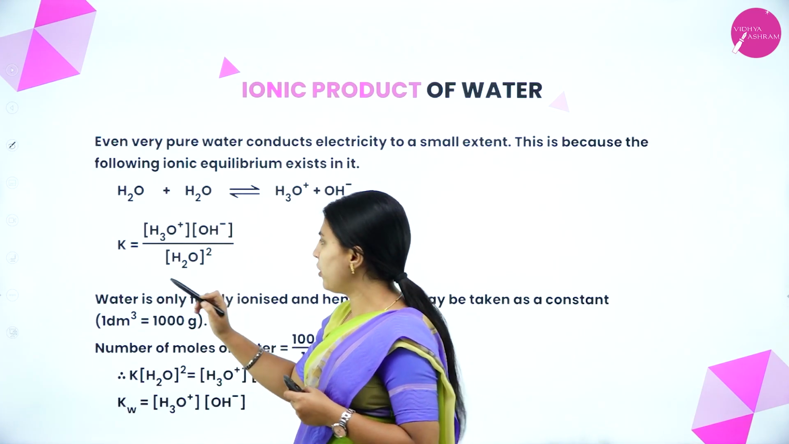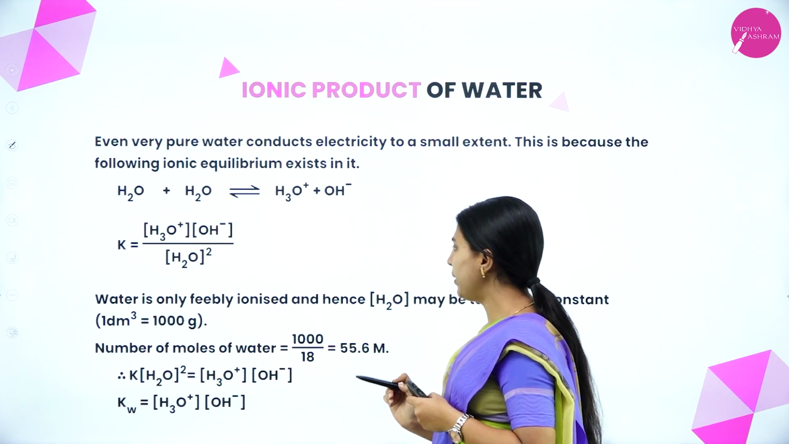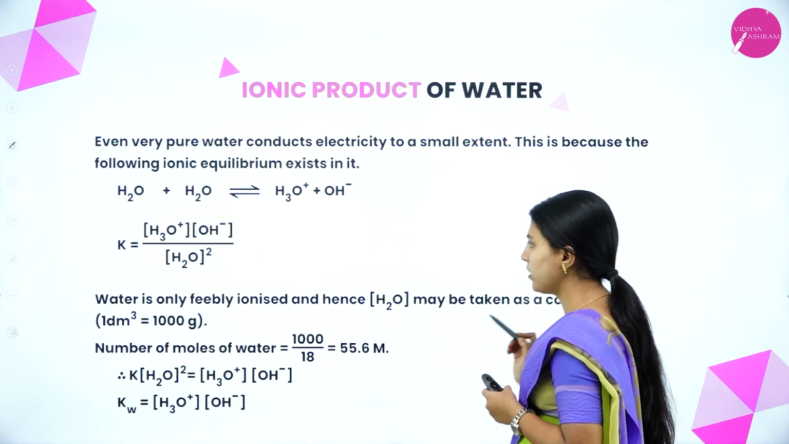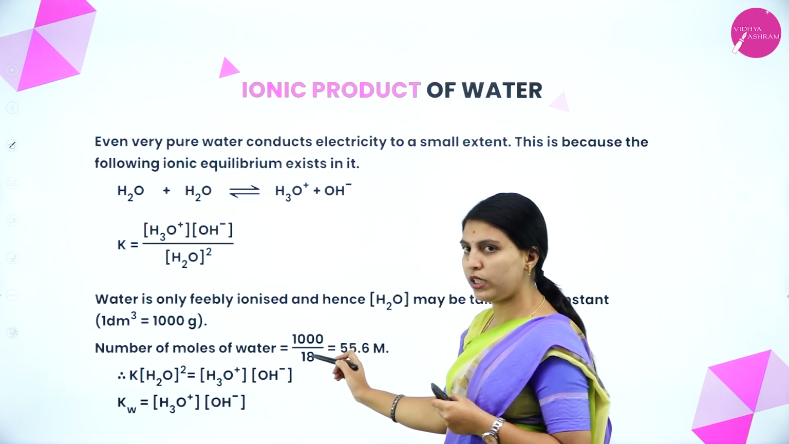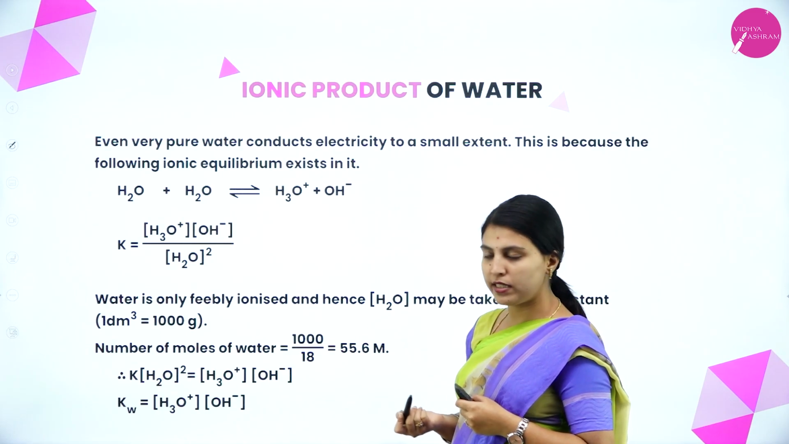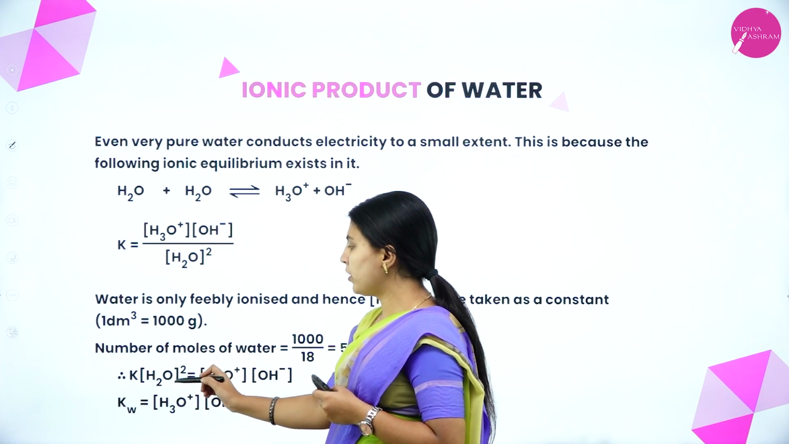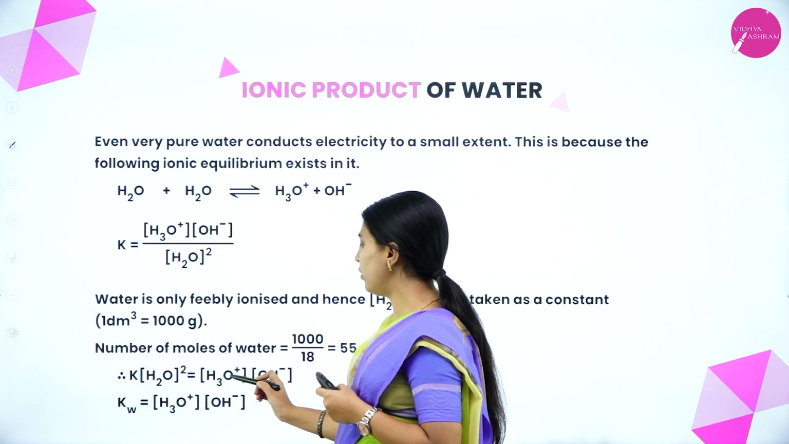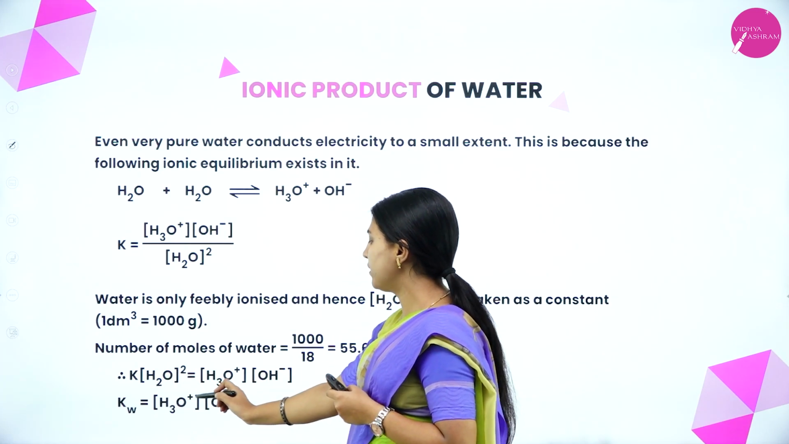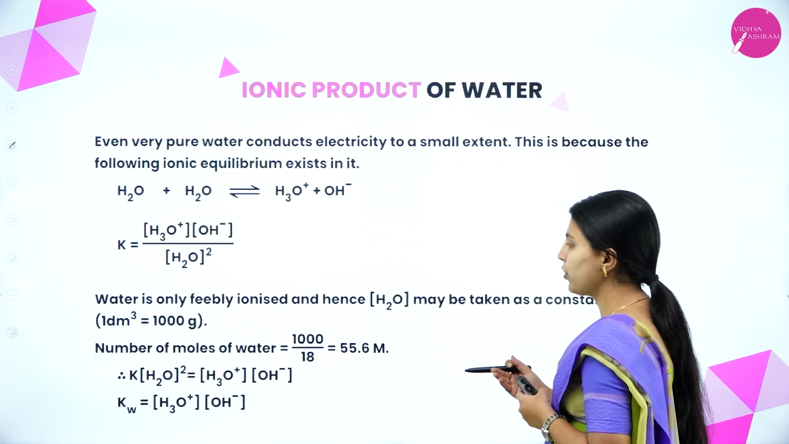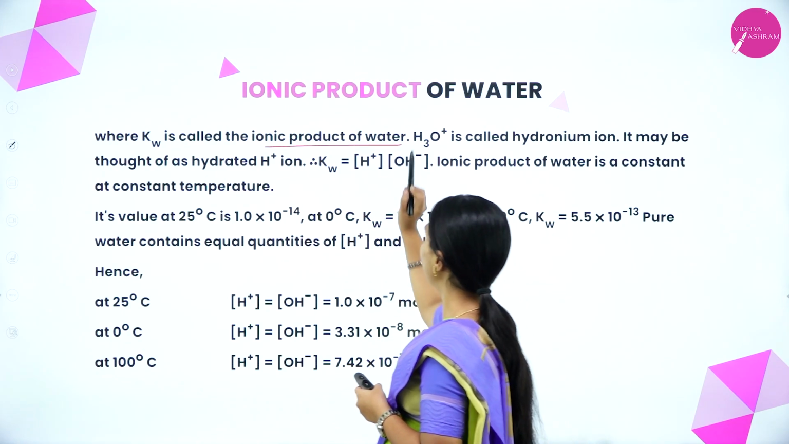K is the equilibrium constant, you know: product by reactant. Water is only feebly ionized and hence H2O may be taken as a constant. 1 dm³ equals 1000 gram. Number of moles of water is 1000 by 18. How does 18 come? H2O is 2 into 1 plus 16, so 18. That equals 55.6 molar. Therefore, the equilibrium constant times the reactant concentration becomes Kw equal to the concentration of H3O+ into the concentration of OH-, where Kw is the ionic product of water.